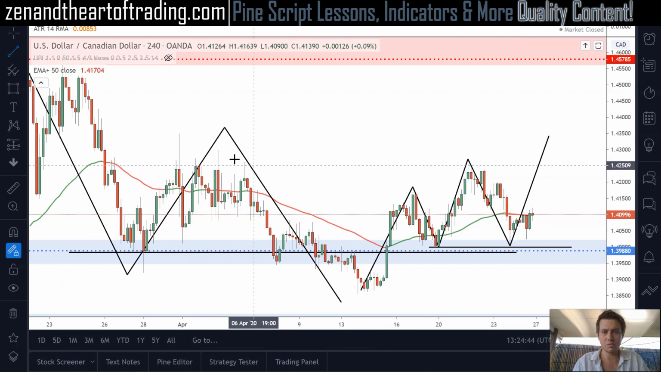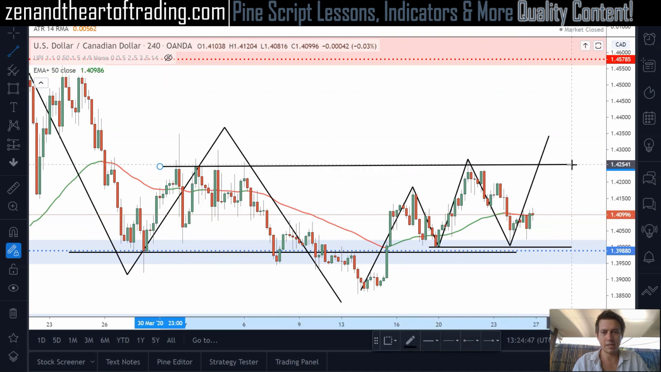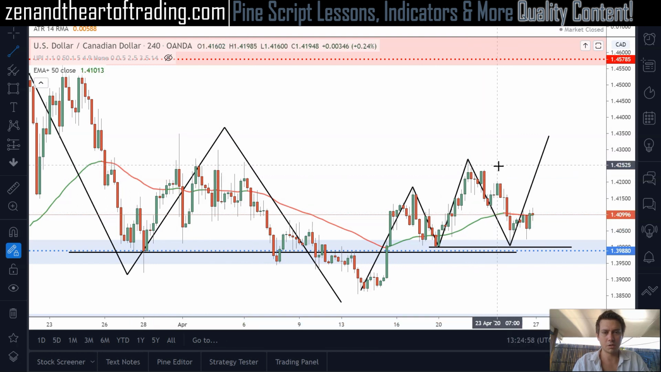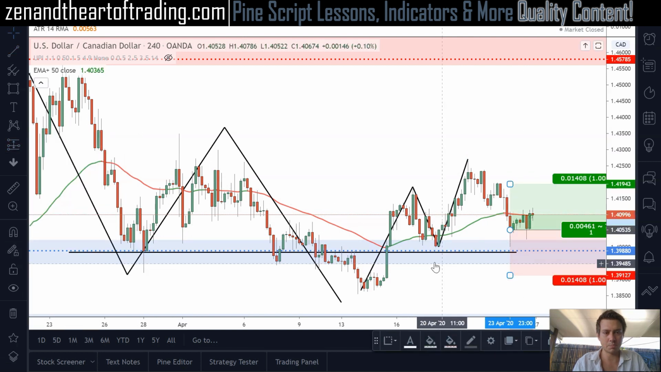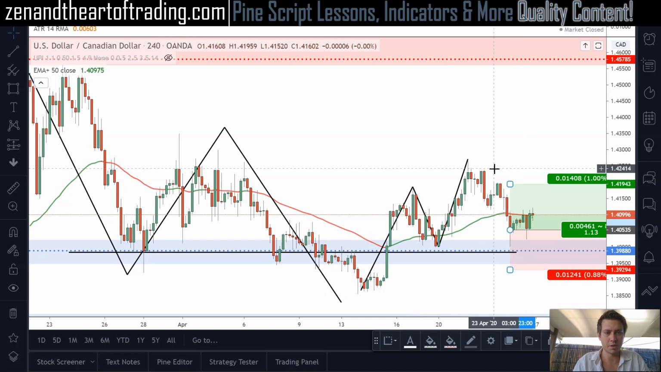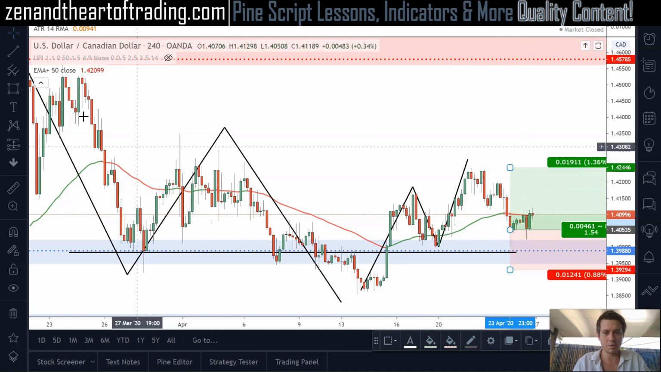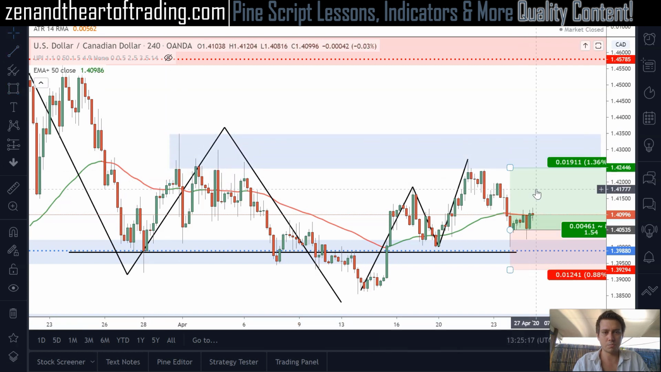You can see that this minor resistance zone in here is acting as resistance again. We had 4 tests of resistance up here, and so this 5th test was rejected from this level, and that's very interesting to note. So if you do get a long trading opportunity from down here, say if you are able to trade this double bottom, and you went long here with a stop loss below this previous swing low, these highs up here could be a great area to look for taking your profit off.